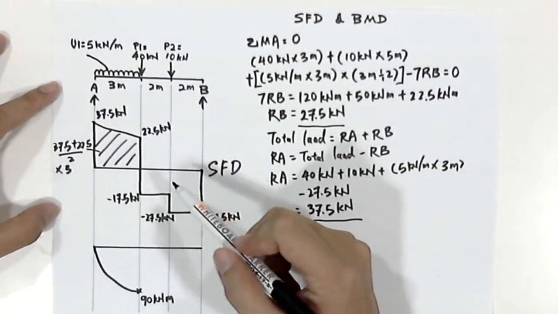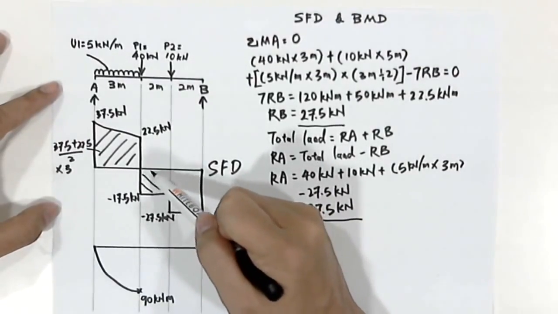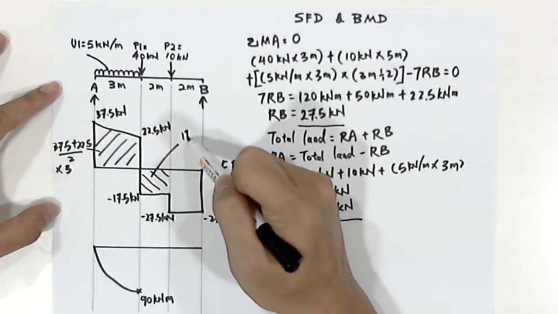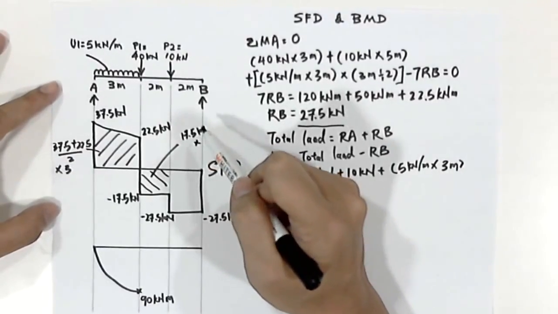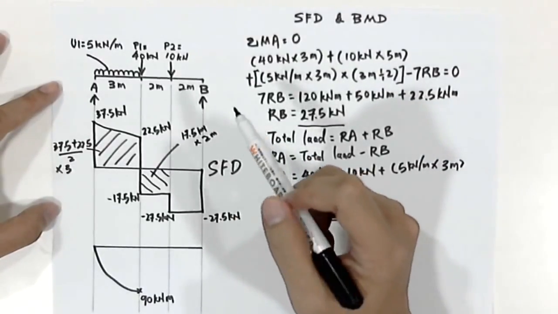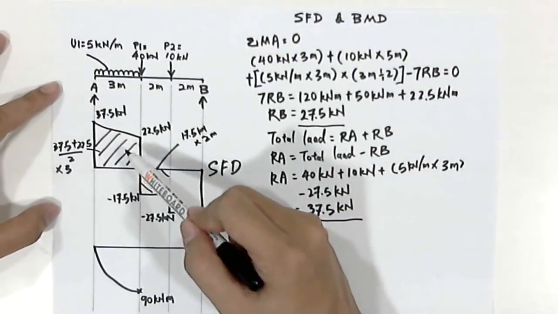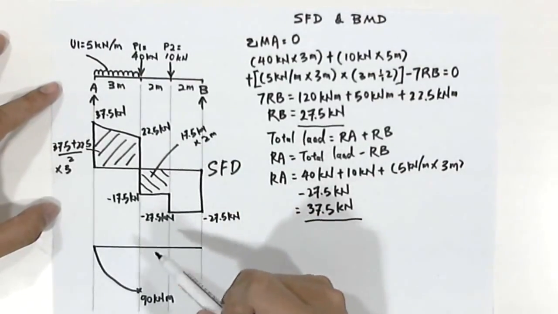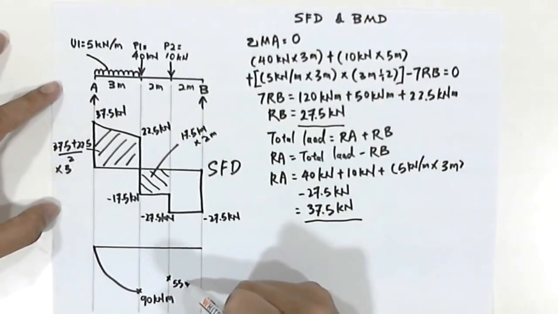Let us go to the next section in our shear force diagram. We calculate this area, which is 17.5 kilonewton times 2 meter. So what we'll have here is that the total area deducted by the new area will get a value of 55 kilonewton meter.